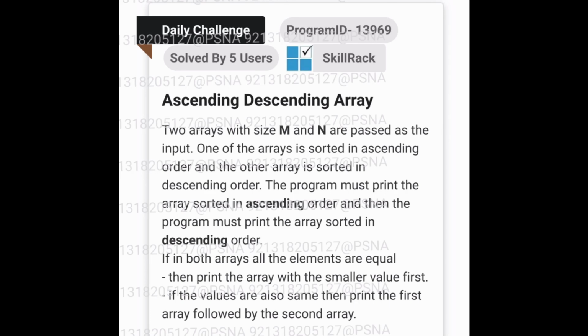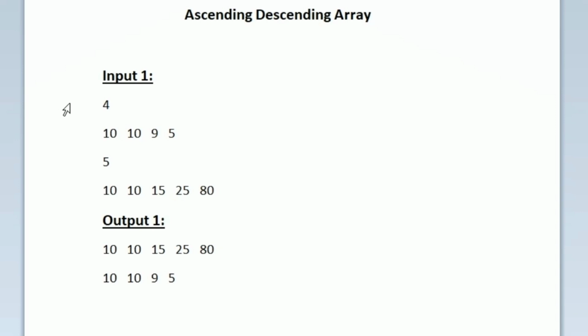This is the question asked in today's SkillRack daily challenge. In the first line of our input, we are given an integer m. Here the value of m is equal to 4, and then we are given an array of m integers. Then we are given an integer n, and again an array of n integers as input. So we are given two arrays, one of size m and another of size n.